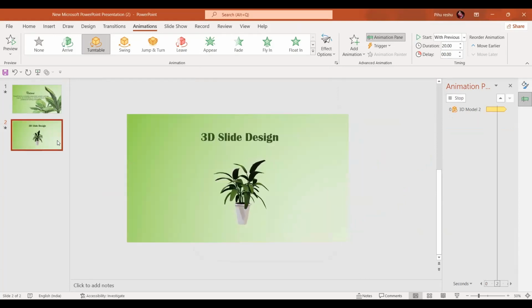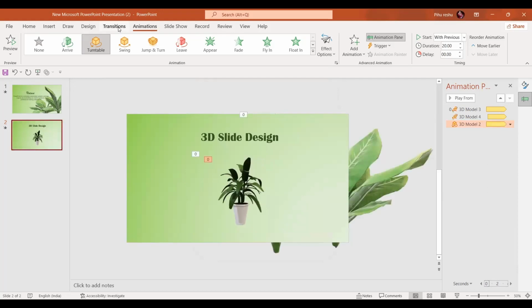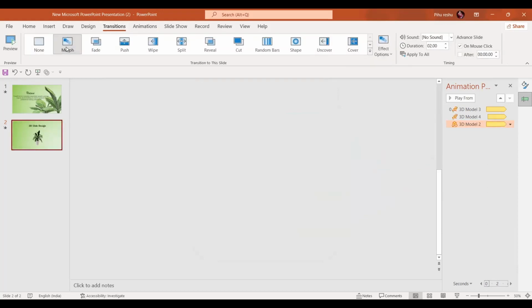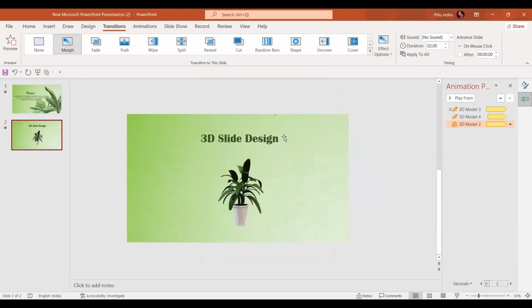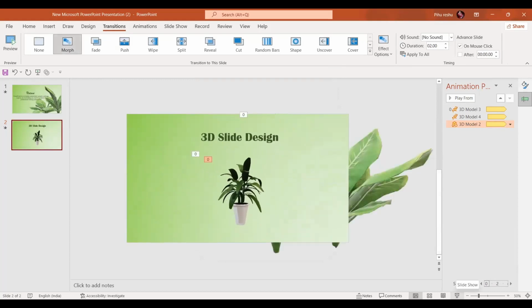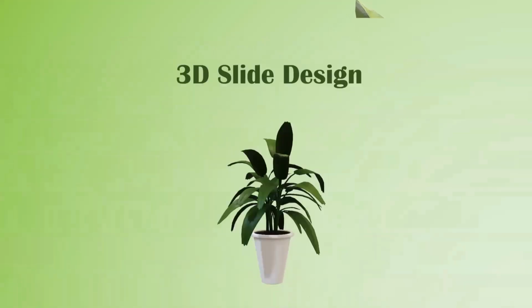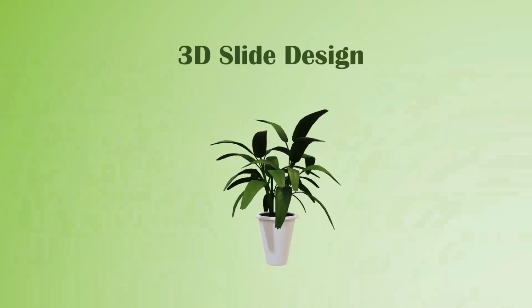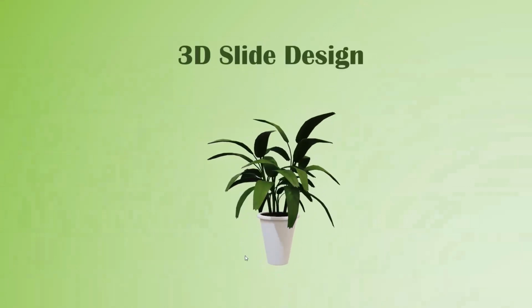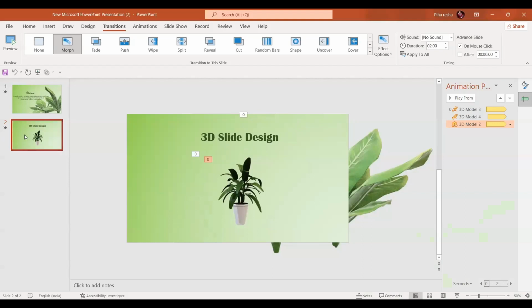That's it. Now for slide number 2, we are going to give some transition, that is the morph transition. Okay, now I'm going to show you the preview. Beautiful, isn't it? Now similarly we can add more slides, so let's press the Ctrl D key to make an exact copy of the slide.